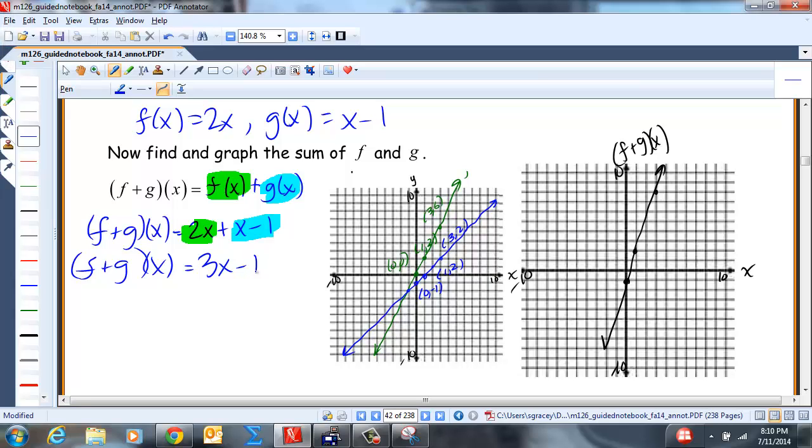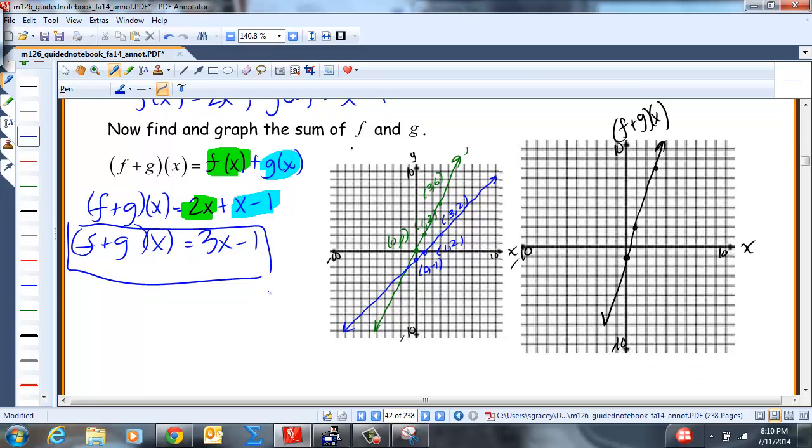So let's check and see if we got it right. This is a y-intercept at negative 1. 1, 2, 3 up, 1 to the right is a slope of 3. So we did it. This is the algebraic way to do it, and to the right is the graphical way.